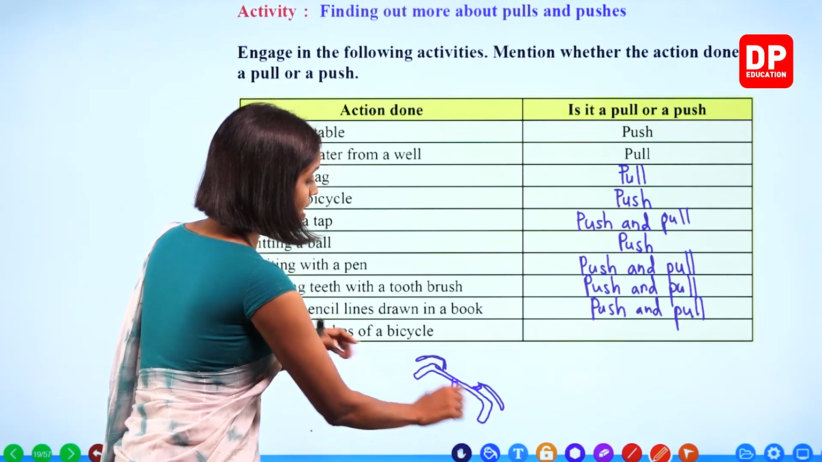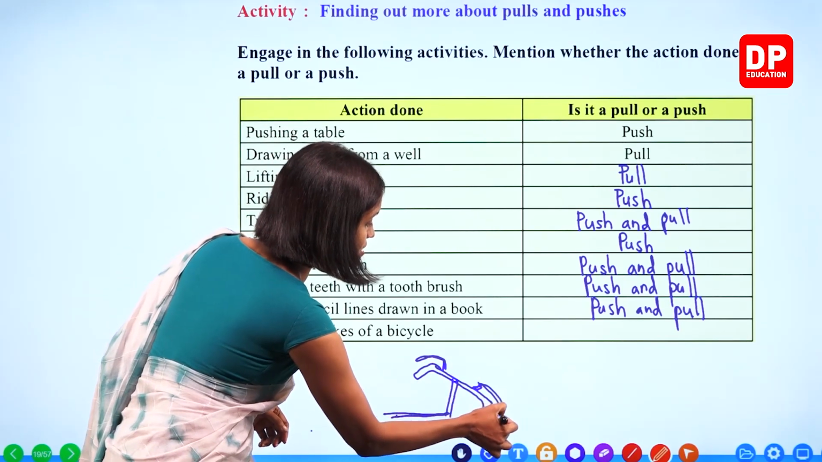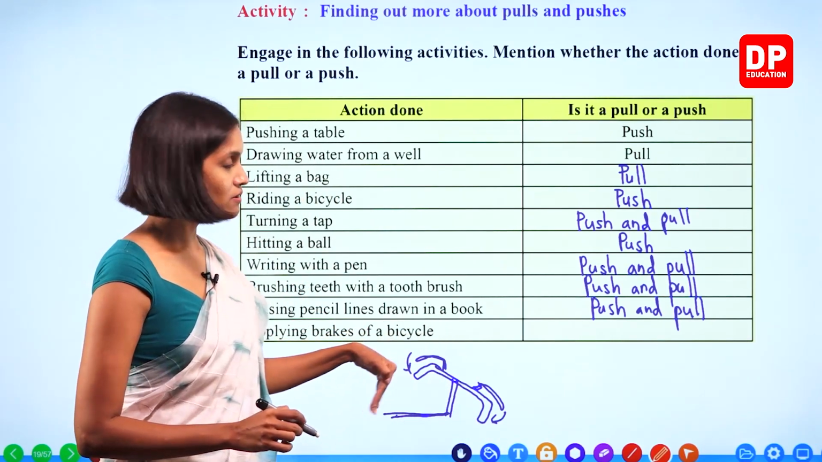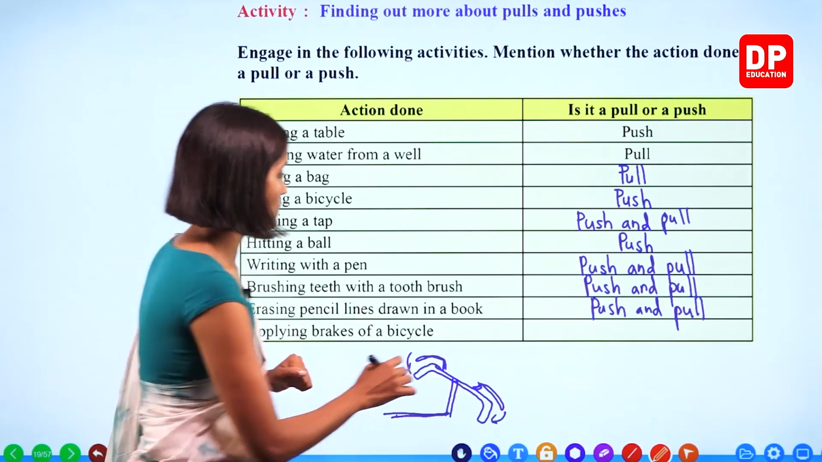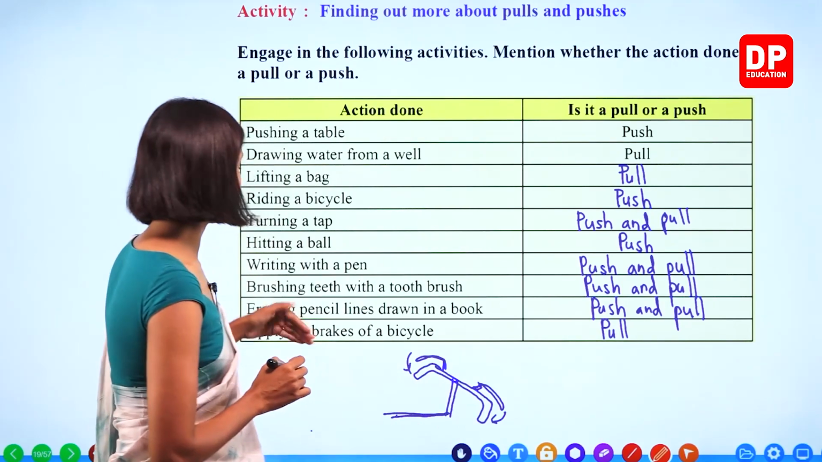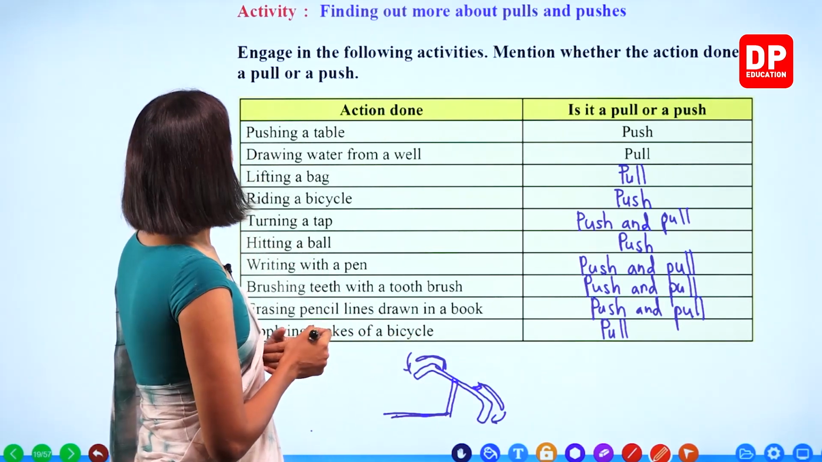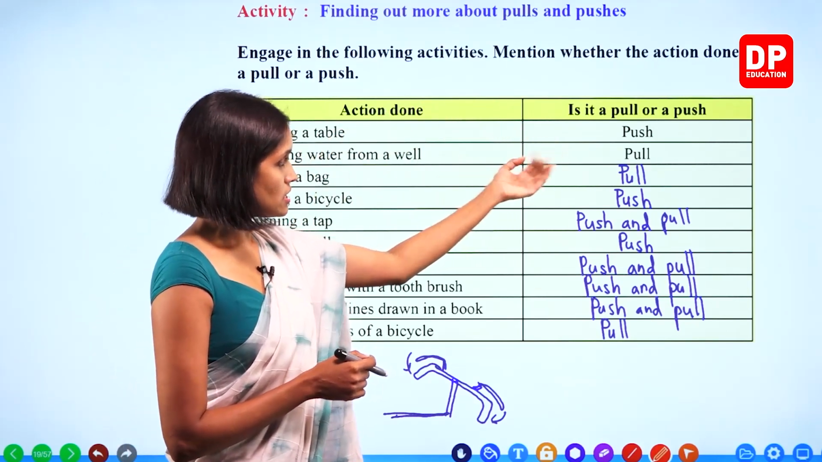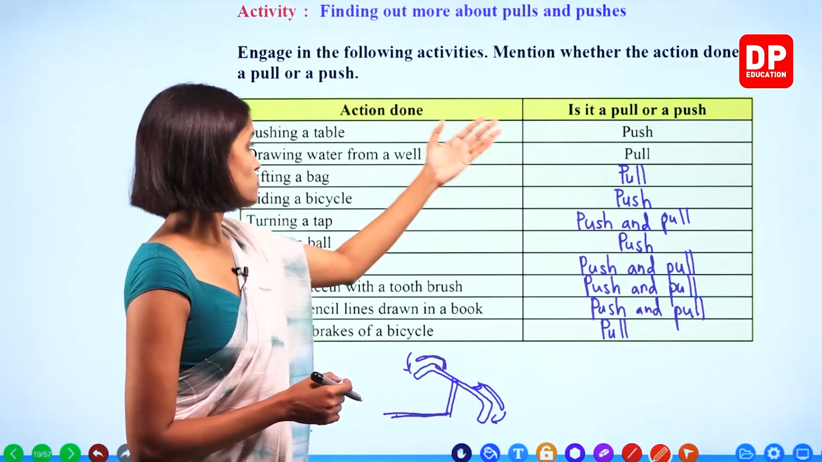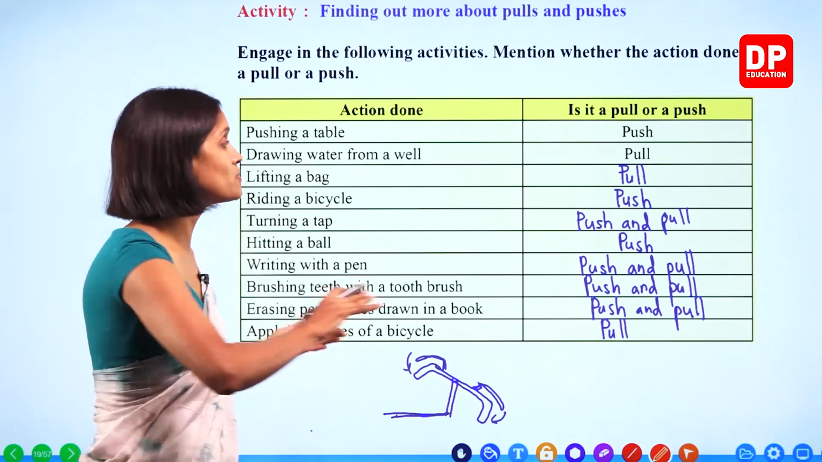This is the handle. And if you want to stop the bicycle, you have to simply pull these two levers towards you. Therefore it is a pull. Applying brakes of a bicycle is a pull. Pushing a table is a push. Drawing water from a well is a pull. Lifting a bag is also a pull. Riding a bicycle is a push because you have to push the pedal forwards.